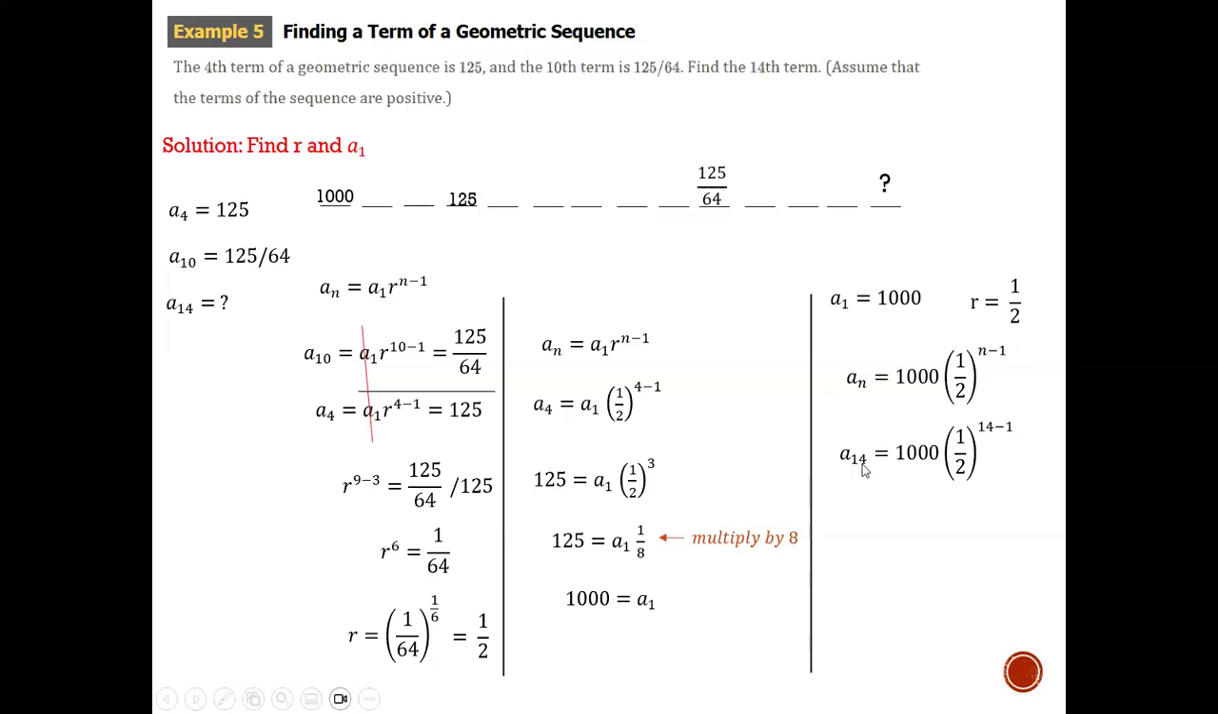So if I want my 14th term, I'm going to plug in a 14 for n. So I'm going to take 1,000 times 1/2 to the 13th power. Again, you can use your calculators, and we should get 125 over 1024. Again, you could also, from here, times 1/2, times 1/2, times 1/2, and times 1/2 to get to the value you need. So either of those work, okay? But again, using the formula might be more efficient with some of these values. So it should be 125 over 1024 for the 14th term.